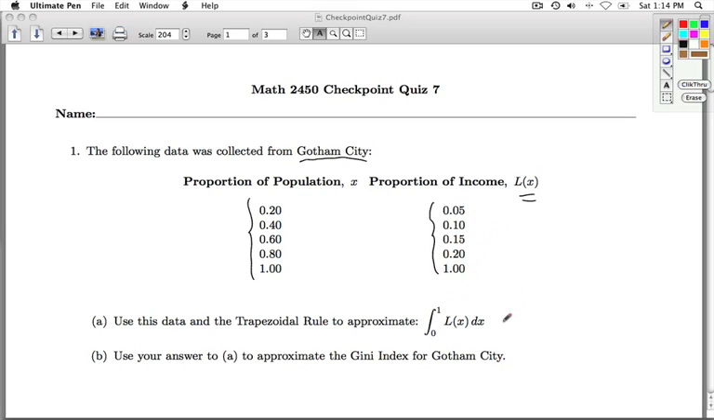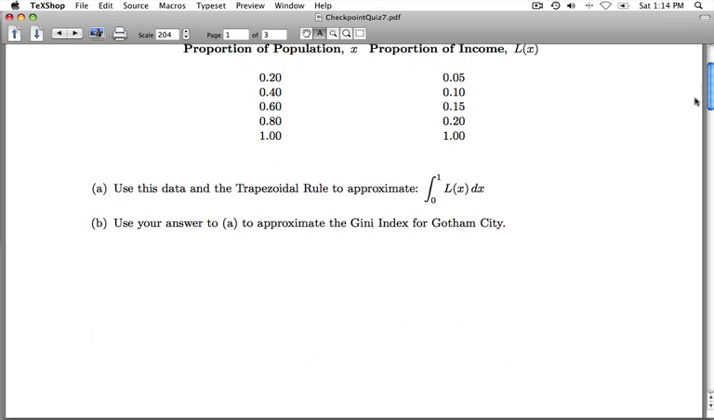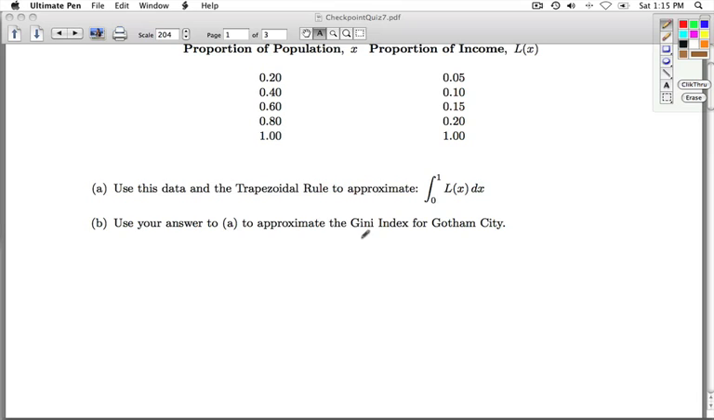Part A asks us to use this data and the trapezoidal rule to approximate the integral from 0 to 1 L of x dx. And then we'll use our answer to Part A to approximate the Gini index for Gotham City. So let's review here the trapezoidal rule.